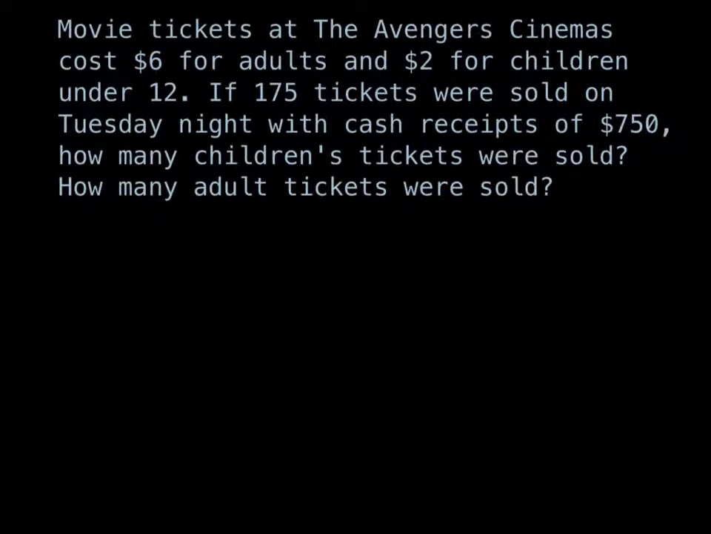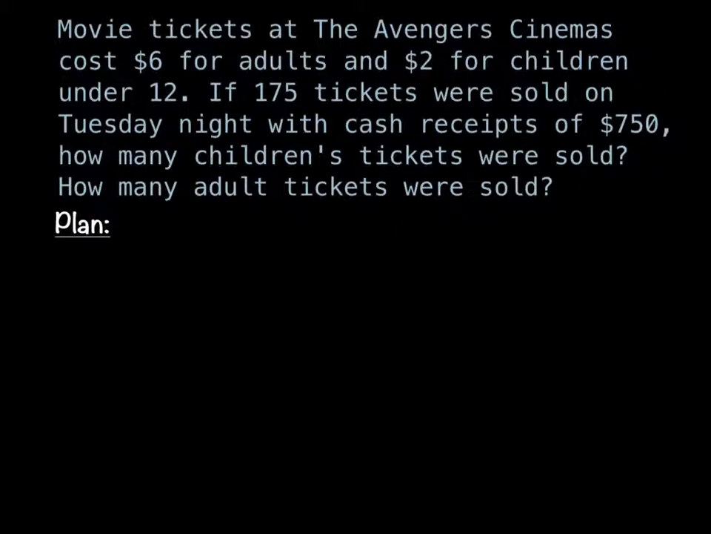Movie tickets at the Avengers cinemas cost $6 for adults and $2 for children under 12. If 175 tickets were sold on Tuesday night with cash receipts of $750, how many children's tickets were sold? How many adult tickets were sold? Like all word problems, we need to write a plan.